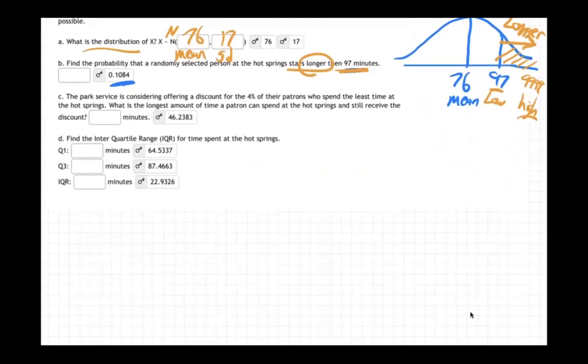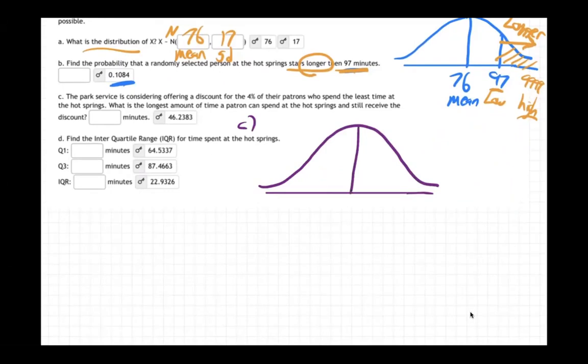Well, let's draw ourselves a curve again. So we're going to do the bell curve thing again. This is for part C now. So there's the bell curve. Again, the middle is the mean. It's the average time people spend at the hot spring. The average person spends 76 minutes.